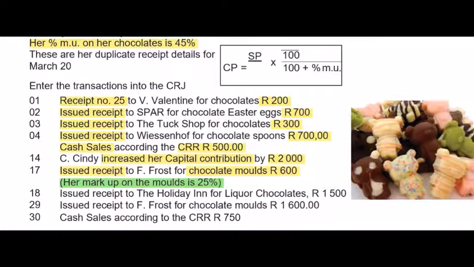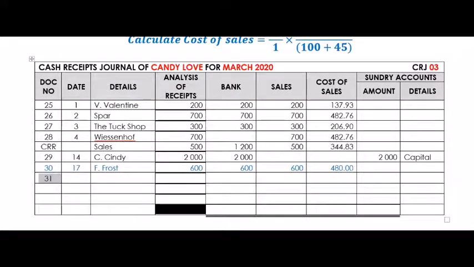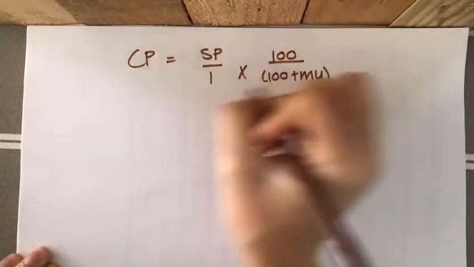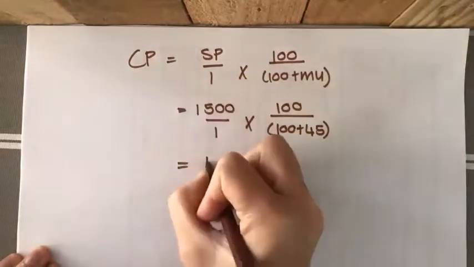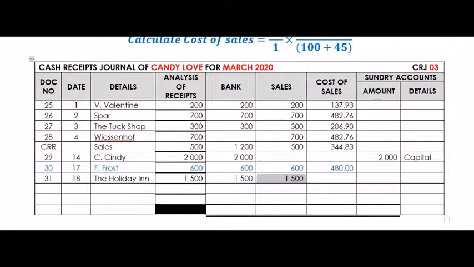Then on the 18th, you issued a receipt to the Holiday Inn for liquor chocolates, 1,500 Rand. So this is just a basic receipt. On the 18th, to the Holiday Inn, they paid us 1,500. It's the only transaction for the day, so we can bank. And we have to say that it was for sales and calculate cost of sales using the 45% markup percentage. And then you write your value here in the cost of sales column.